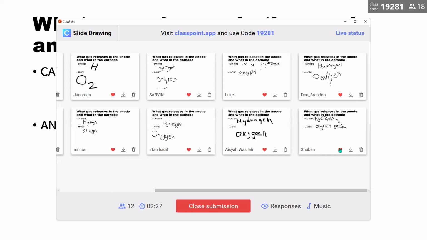Okay, anyone else? It was actually very hard for me to write the name, so I just wrote the symbol. It's okay, Janardhan. Not quite easy if you're not used to it. Okay, don't worry. Teacher's going to close submission, going once, going twice, done.